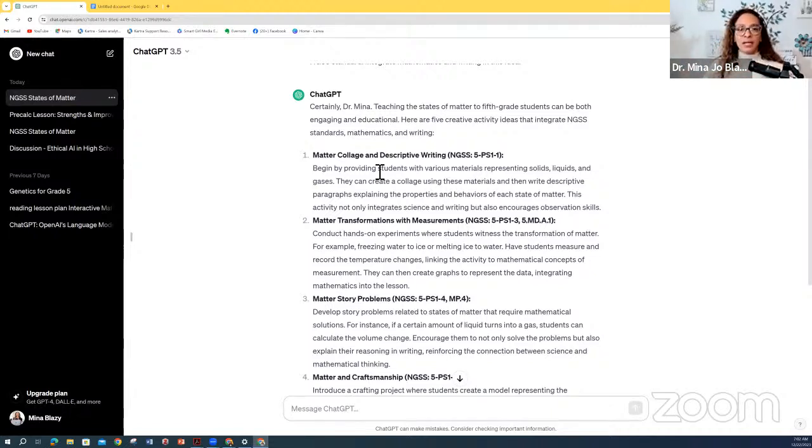But don't just think about solids, liquids, and gases when it's just water. We tend to talk about water a lot because it's easier. H2O, dihydrogen monoxide, is easier to talk about this way. Matter transformation with measurement. Conduct hands-on experiments with students. Students witness the transformation of matter. Again, water's easy to do, but if you are in elementary, middle, or high school, I would push number 2. For number 2, are there other examples besides water?